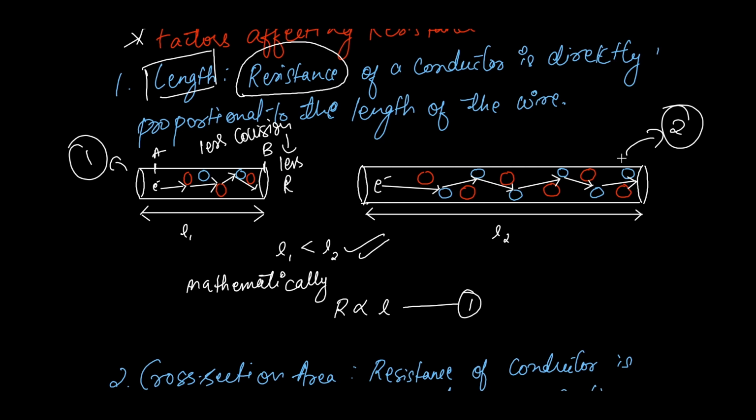But if you compare it with the other conductor having length L2, which is much greater than L1, then this free electron, when going from one point to another, faces a very high number of collisions with the neutral atoms and ions. Okay, so that means higher collision, and higher collision basically means higher resistance. Now you can understand why, when increasing the length of the conductor, the resistance will also increase.